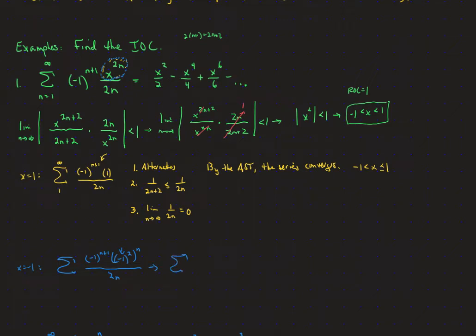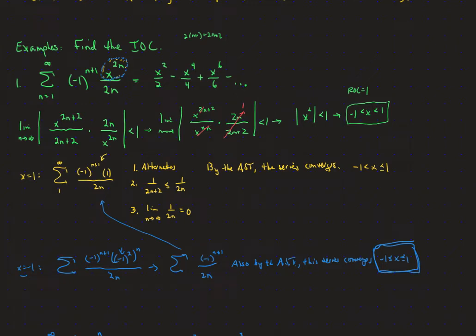So again, our series is going to look like negative 1 to the n plus 1 over 2n, which is identical to the one that we just did. So we don't have to repeat that. Also, by the alternating series test, this series converges. That is the series when x was equal to negative 1. So that means our final answer is going to include both endpoints. So there is our interval of convergence.